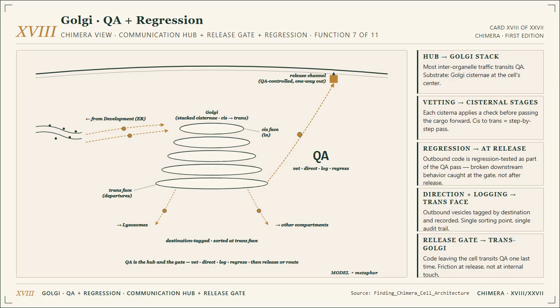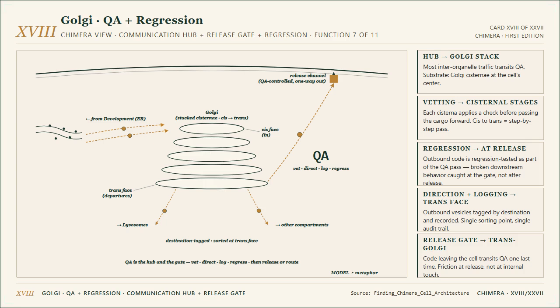Card 18, Golgi, QA and Regression. This is QA and Regression, the cell's central communication hub, its release gate, and the place where regression runs at release. On the upper left, a small ER hint with bound SWUs. That's the development workspace. This is where the Golgi's incoming traffic originates.